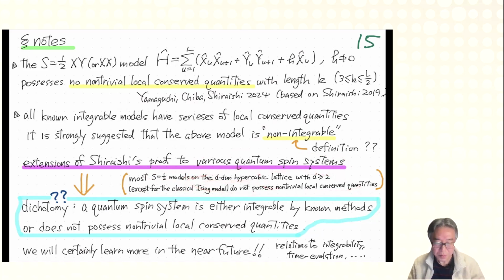Okay, and anyway, by looking at all these extensions, it seems that there is a very interesting and non-trivial dichotomy, that a simple quantum spin system is either integrable and known to be integrable and found to be integrable by somebody clever, or does not possess non-trivial local conserved quantities, and it can be demonstrated by Shiraishi's method. Okay, so we are still not sure about this dichotomy, but it seems to be the case, and so there seems to be something much deeper here. So there must be some deep relation between integrability and the absence of non-trivial local conserved quantities. And I'm sure that we will learn more in the near future. So look, everything started back in 2019. So this study is still in the early stage. So I think more will come in the very near future.